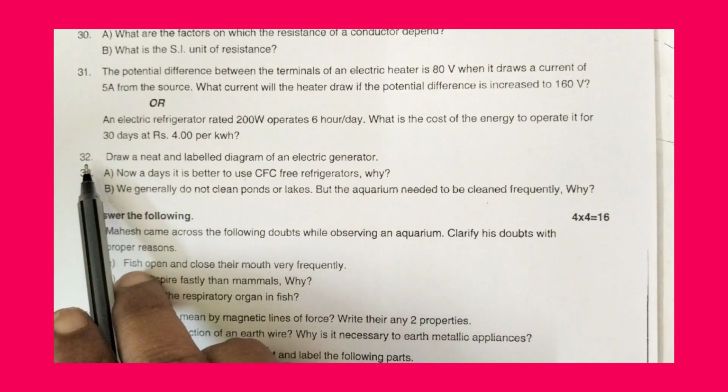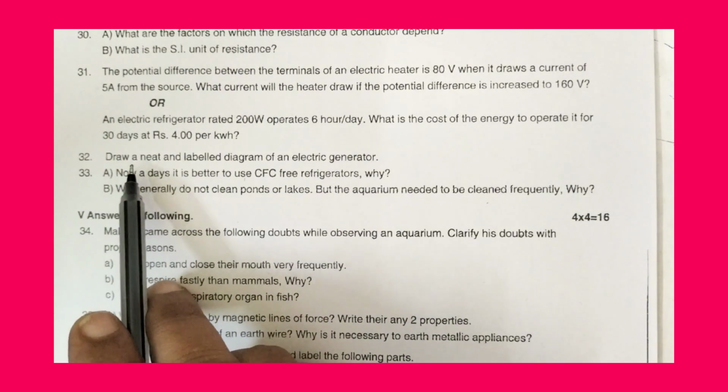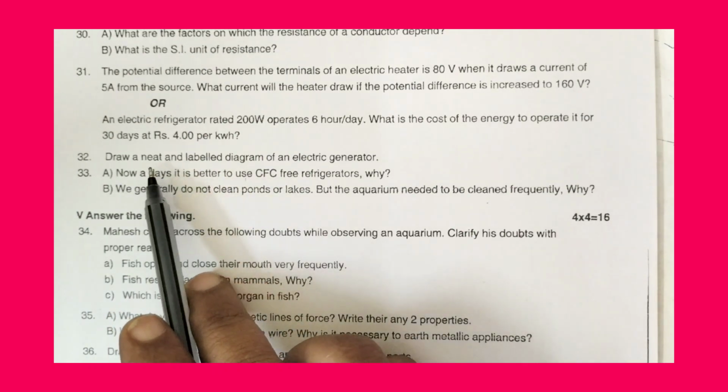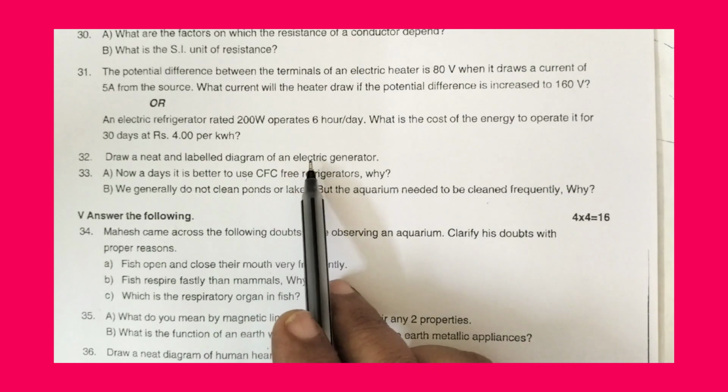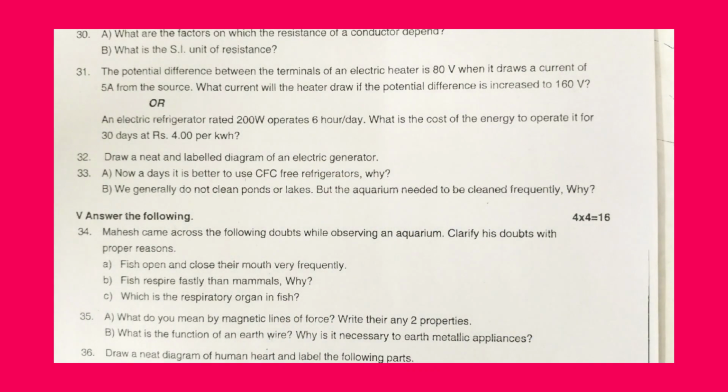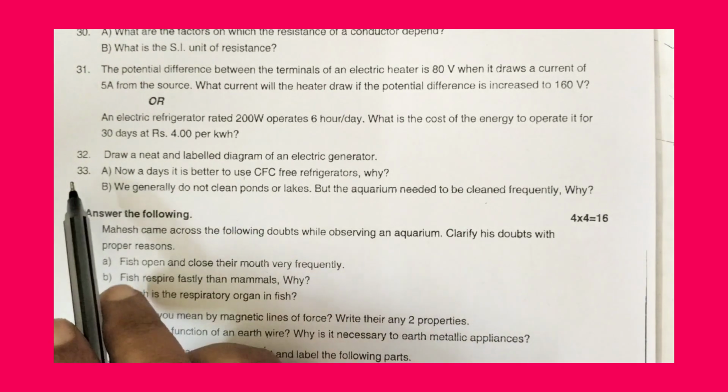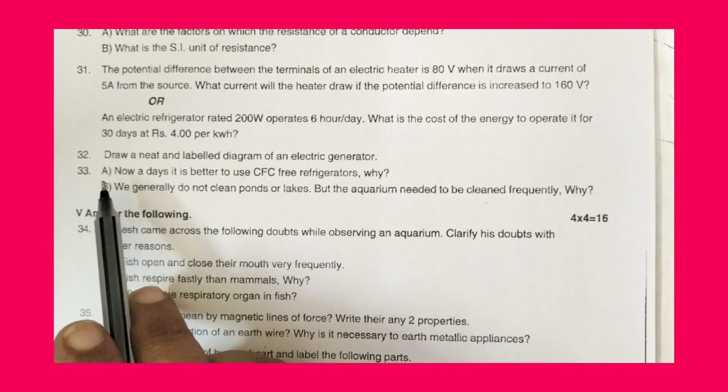Now let us move to the 32nd question. Draw a neat labeled diagram of an electric generator. So we have to draw a neat labeled diagram of an electric generator. After this, next let us move to the 33rd question.